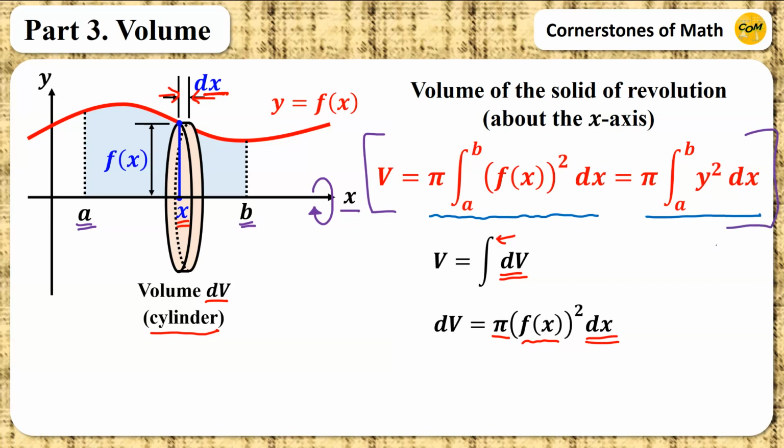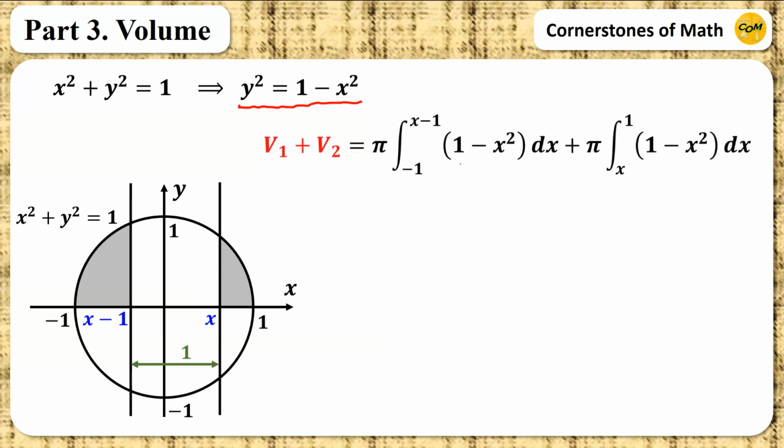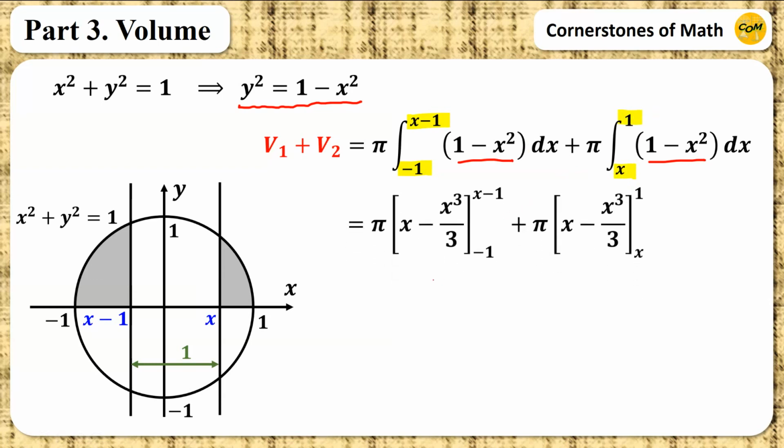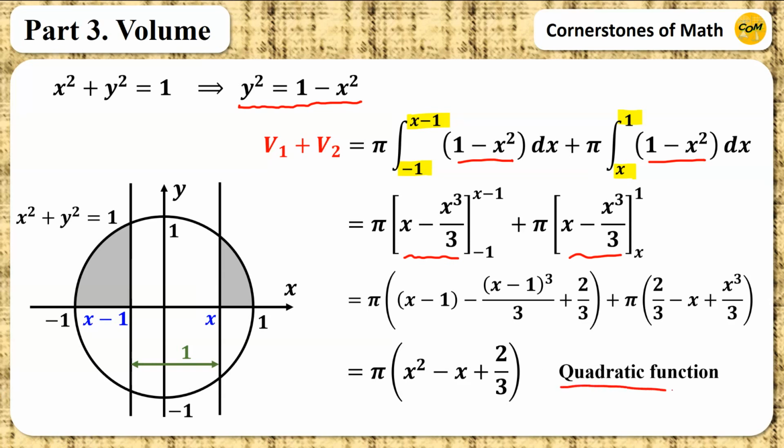So let's apply this to our case. In our case, from the equation of the circle, y squared is given as 1 minus x squared, so we have pi times the integral of 1 minus x squared, where the interval of integral is first from minus 1 to x minus 1, and then from x to 1. Here, the antiderivatives are the same, x minus x cubed over 3, and although the result seems quite dirty, you can easily notice that x cubed terms eventually cancel out, making this another quadratic function.